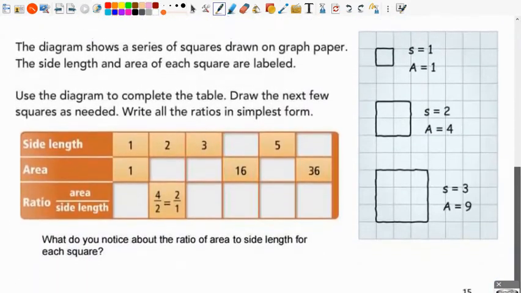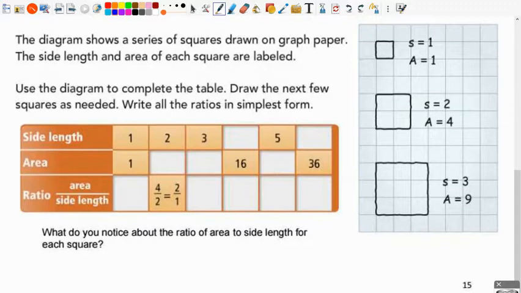Again, we have a series of squares. This time, the side length and the area of the square are labeled. So we have a side length of 1 and an area of 1, a side length of 2 and an area of 4, a side length of 3 and an area of 9. The way that you get the area of a square is by multiplying the side length by itself.